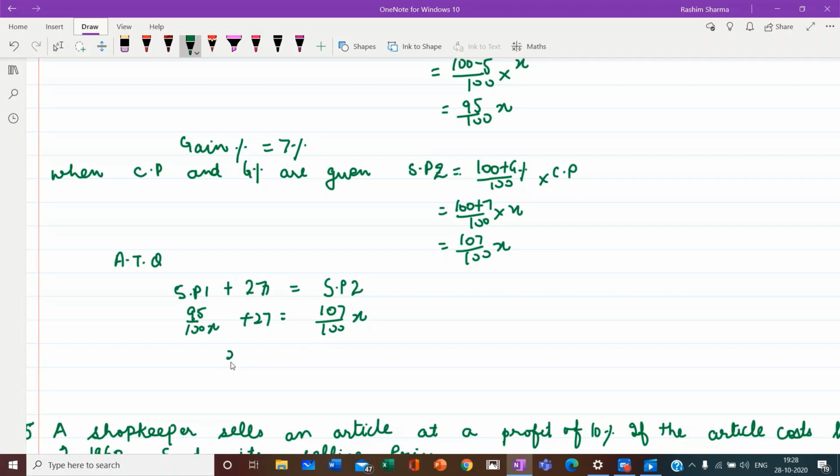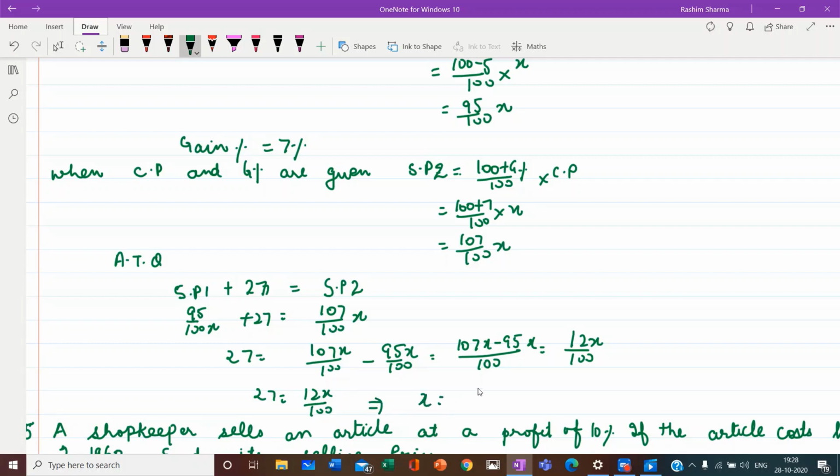Now let us collect x terms on one side. So we get 107x on 100 minus 95x on 100. Okay, so 100 is LCM. So we get minus 95x, that is 12x on 100. So 27 is equal to 12x on 100. What will be x? x is equal to 27 into 100 upon 12. So 4 threes are 12, 4 25s, 3 9s. So it means 225.